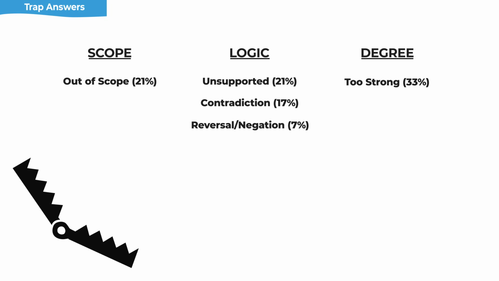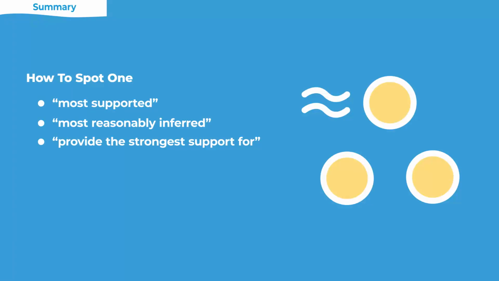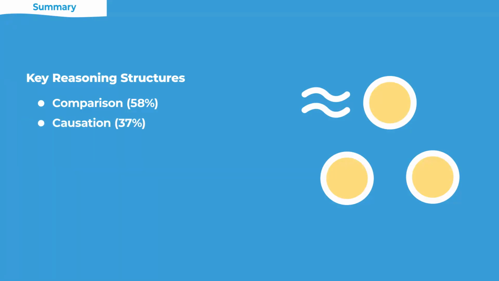This is a really important one. When you get to most supported questions, pay attention to the degree and make sure that the answer choice you're looking at is not stronger than what is supported by the statements. So in summary, you spot a most supported question with language in the question stem like most supported, most reasonably inferred, or provide the strongest support for. Language that will suggest that it's going to be the best of what's available, but not necessarily something you know 100% to be true. All three reasoning structures are present on most supported questions. 58% of them involve a comparative relationship, 37% involve a causal relationship, and 29% involve a conditional relationship, or some combination thereof.